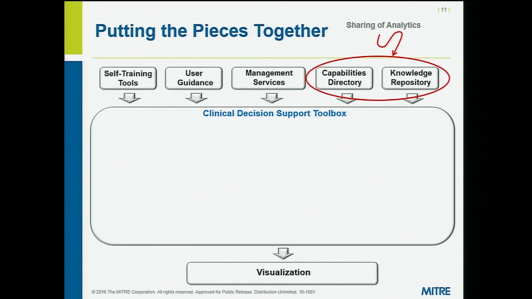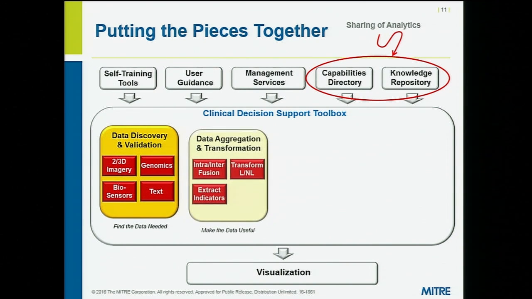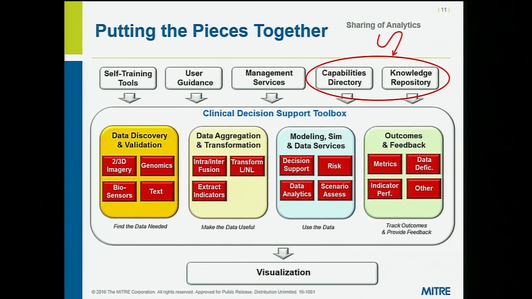So there's a vetting approach that goes on before those tools are ever included within the toolbox, and a knowledge repository. We look at this as being composed of four components: the data discovery and validation, the data aggregation transformation. I think the important part from our standpoint here is the modeling, SIM, and data services point, which really should be the focus of our work. That involves the development of the data analytics tools, the decision support tools, the risk analysis tools, and a way to assess the various scenarios.